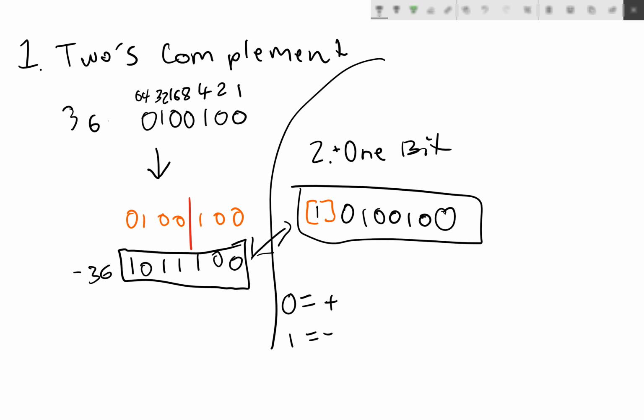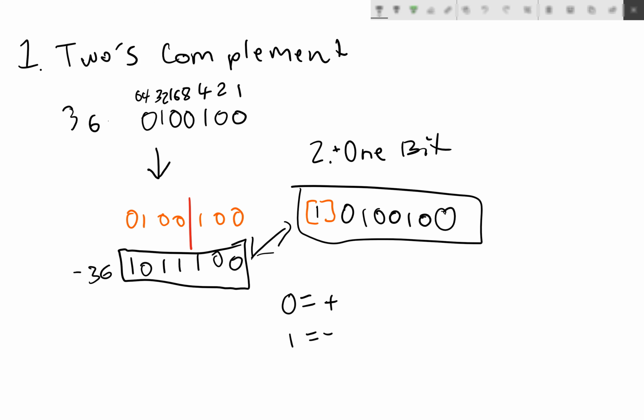So now that we've gone over negative, let's go over some operations. Everybody loves them, right? Plus, minus, multiply, divide. Anyway, let's start with plus, because everybody learns plus first.